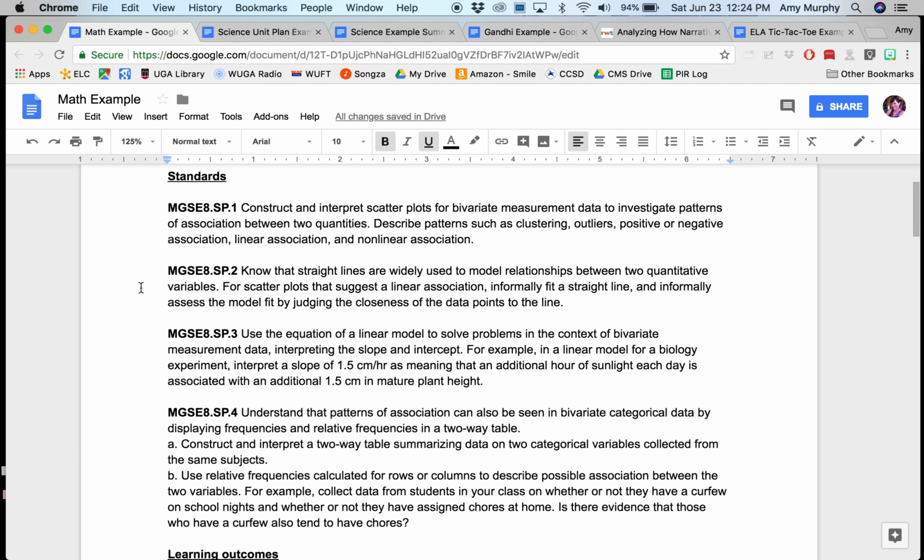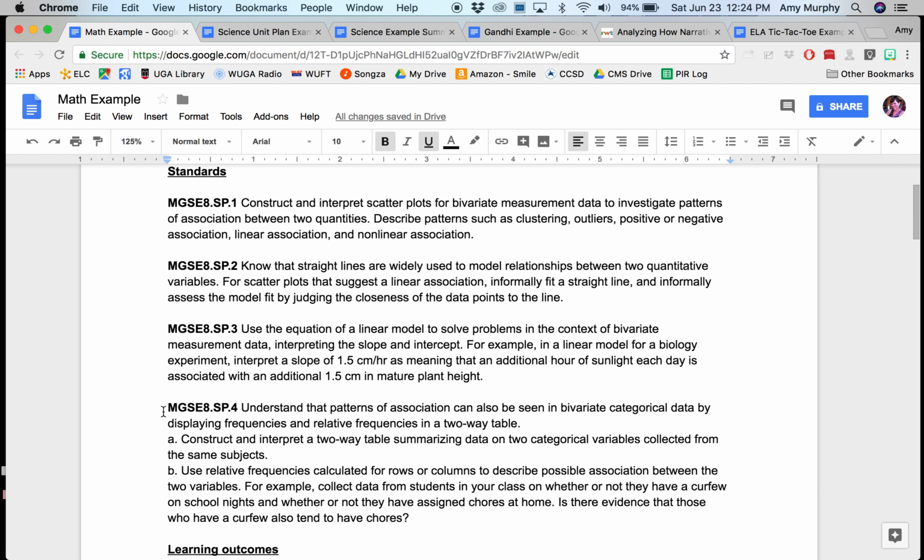So within the standards, sometimes the standards will have language that's written as a skill. So this is skill-based, to be able to construct and interpret something. And also some that are just discrete types of knowledge students need to know. They need to know that straight lines are used to model relationships, etc. Okay, so here are all of the different standards.